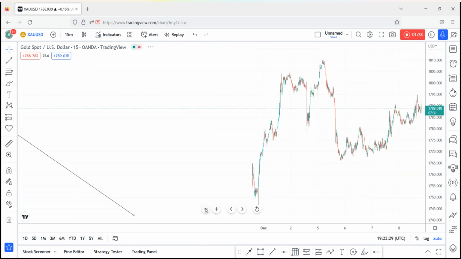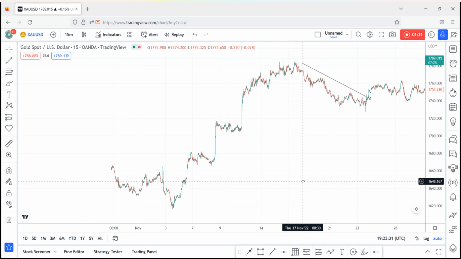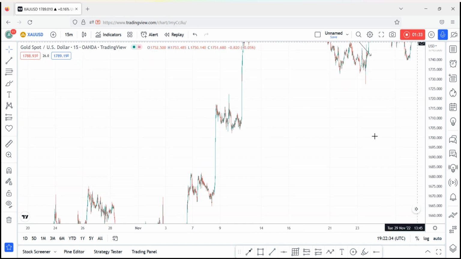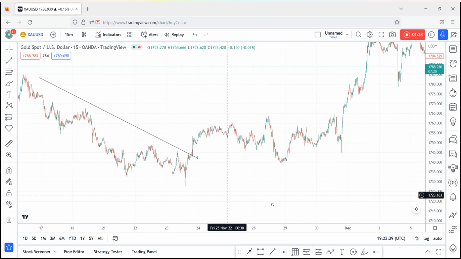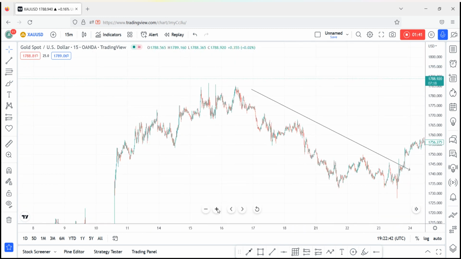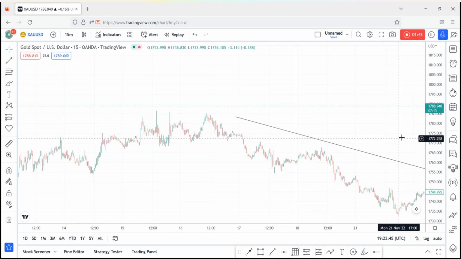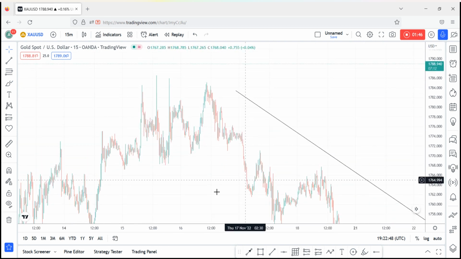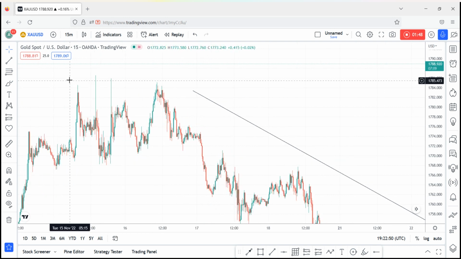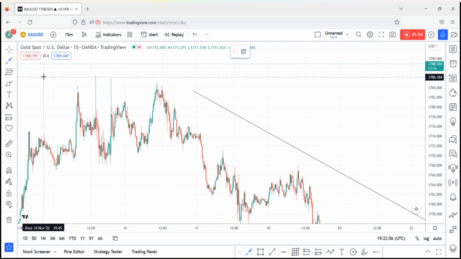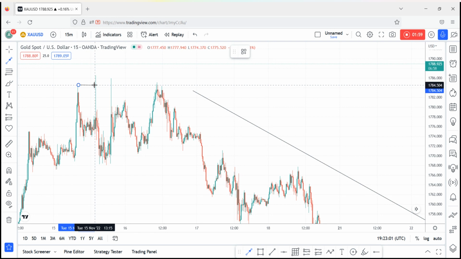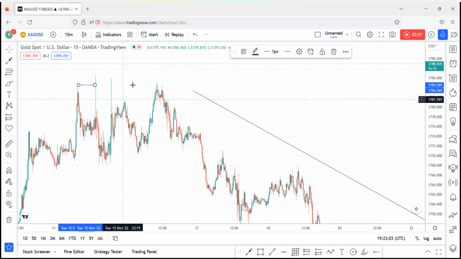Then going to the 15-minute chart, what you can see here, wait, let me zoom in. Price was in a bullish trend, right? And that was the recent high. Price swept the recent high and closed below this candle.